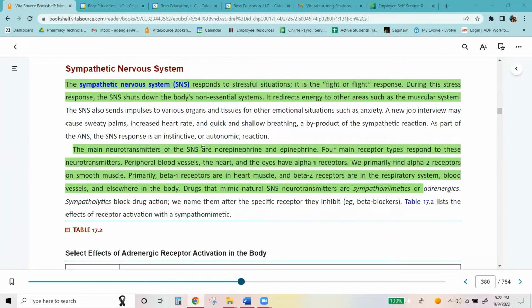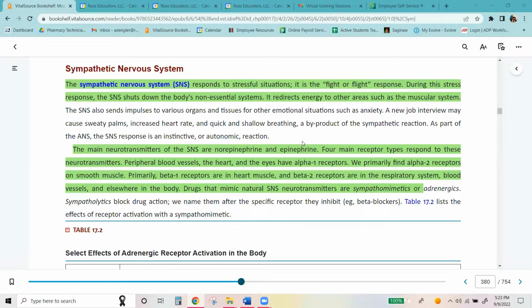The SNS responds to stressful situations. It is the fight or flight response. During this stress response, the SNS shuts down the body's non-essential systems. It redirects energy to other areas such as the muscular system. The main neurotransmitters of the SNS are norepinephrine and epinephrine.